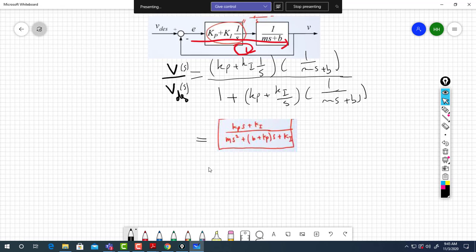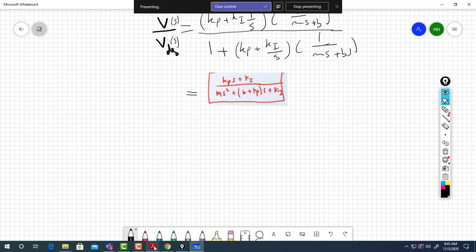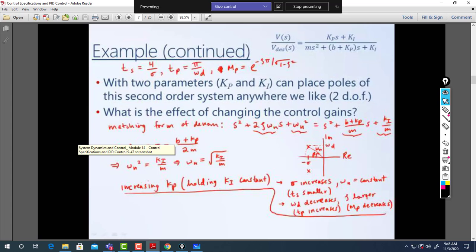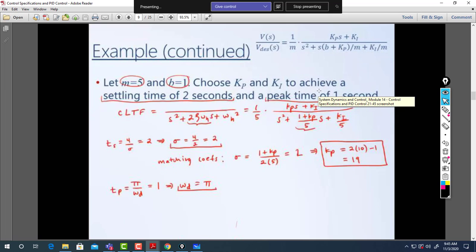Okay, so this is your answer. Then with two parameters, Kp and Ki, we can place the poles of this second order system anywhere we like. Two degrees of freedom. Okay, I don't want to talk about it now. Later on we'll see more clearly. So I'll keep going forward. Basically what we are doing is system identification, if you want, but later on we'll see better examples.